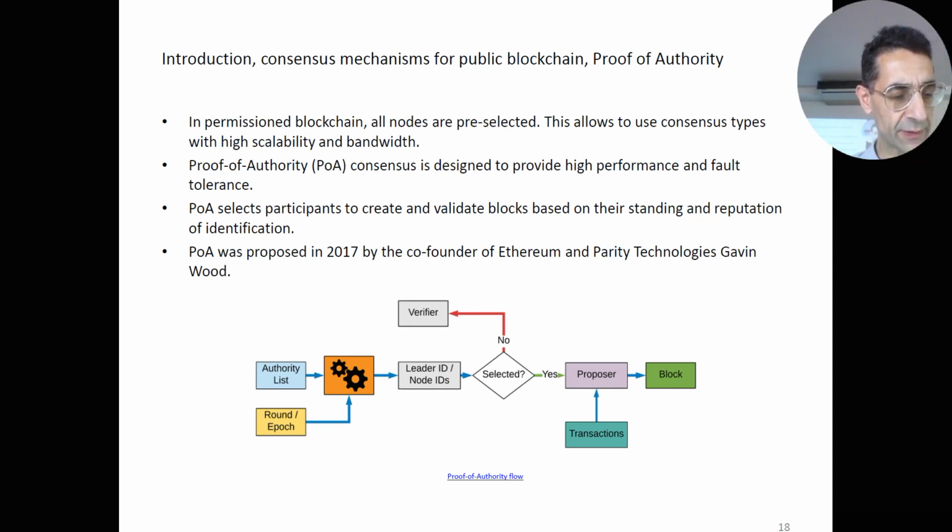Proof of authority consensus is designed to provide high performance and fault tolerance, and it selects participants to create and validate blocks based on standing and reputation for identification. It was first proposed in 2017 by the co-founder of Ethereum and Parity Technologies, Gavin Wood.